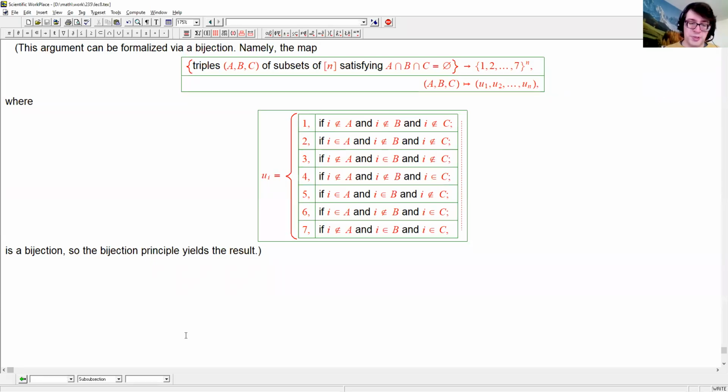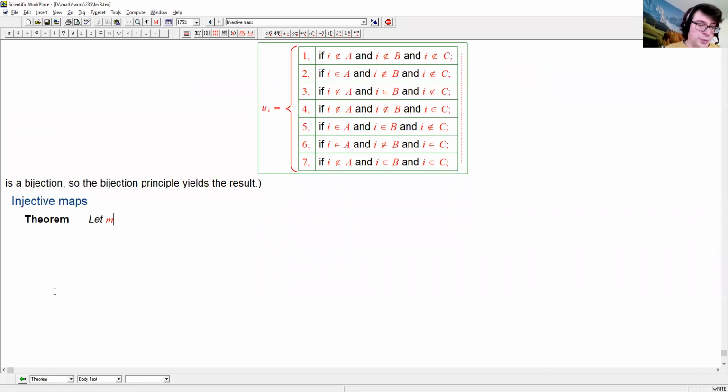So counting all maps was easy. Let's make a little twist into this. Let's count injective maps. Here is the answer, and then we're going to prove it. Let m and n be two non-negative integers. Let A be an m element set, and let B be an n element set.